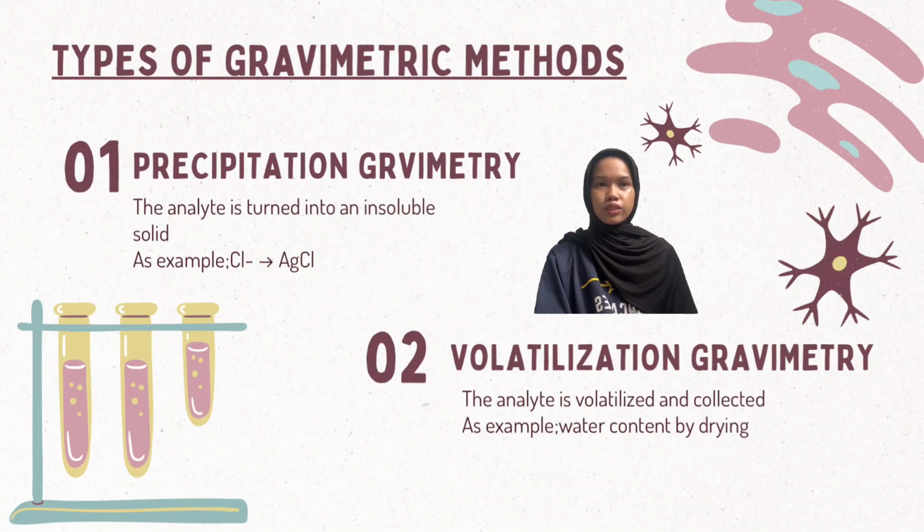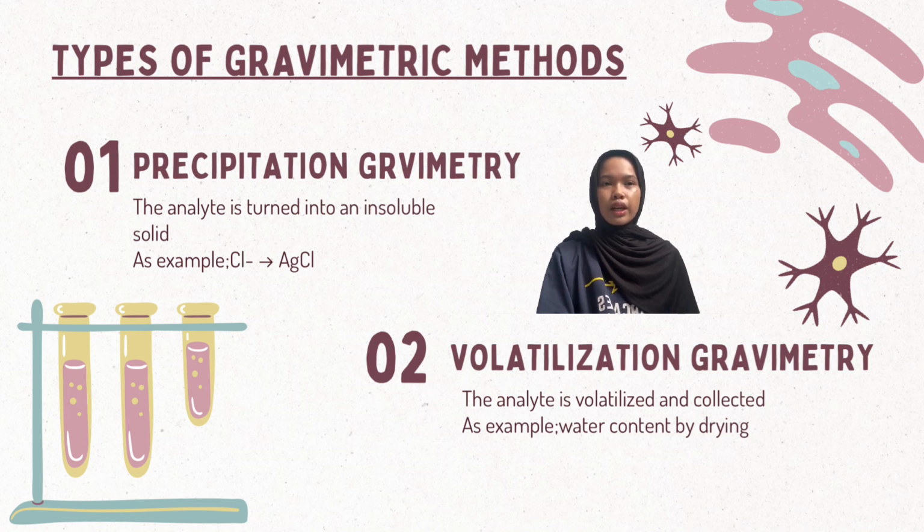Next, let's go to types of gravimetric methods. There are 2 types of gravimetric methods. First, precipitation gravimetry. The analyte is turned into an insoluble solid. As example, chloride ion to silver chloride.